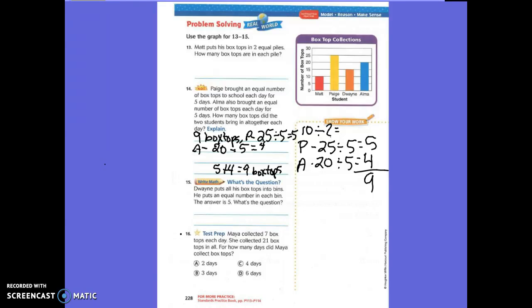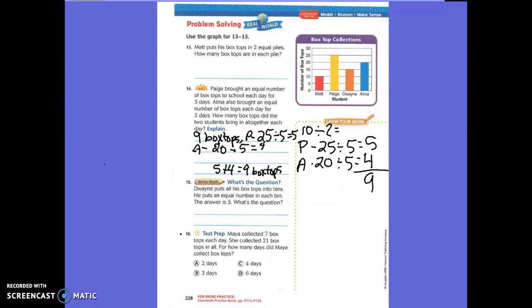Okay, now number 15. What's the question? Let's figure out what the answer is. Dwayne puts all his box tops into bins. He puts an equal number in each bin. The answer is 5. What's the question? Jacob, what do you think? How many box tops does he put in each bin? Let's see if you're right.